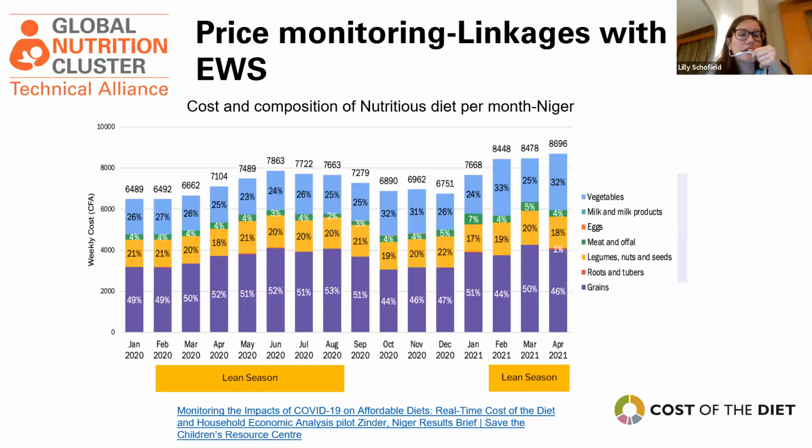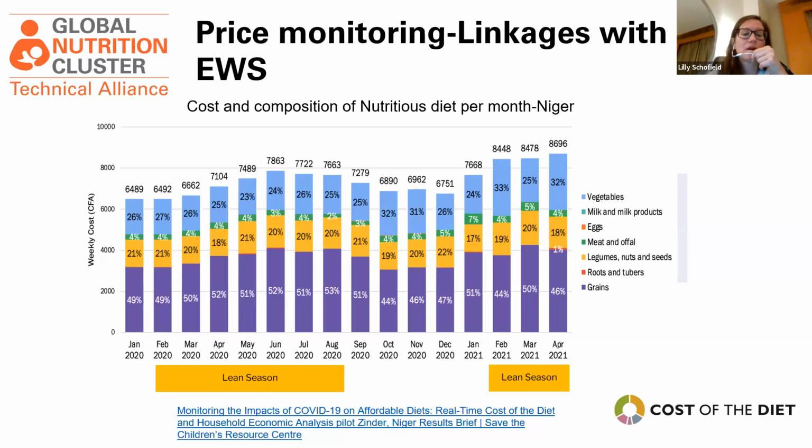This is an example from Niger, where we had not a full market survey every month, but information on about 20 or so foods and their prices in the market. And we were able to look at the cost of the diet month by month over a period of about a year and a half. What's interesting is this was also the period of COVID lockdowns and disruptions. What we could see from this data was a very clear lean season peak in food prices, which is to be expected, with the highest price in 2020 towards the mid to late period in the lean season.